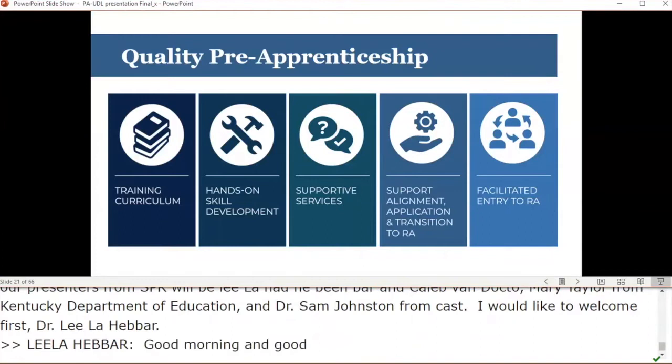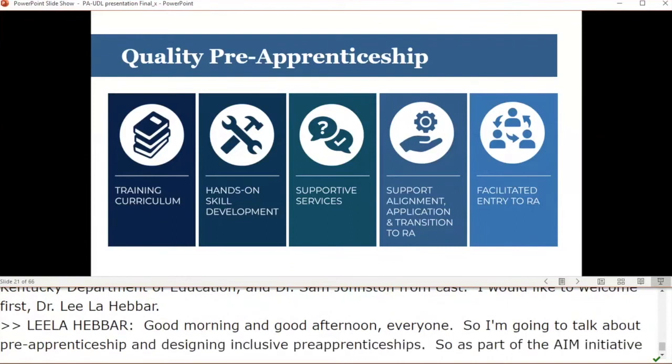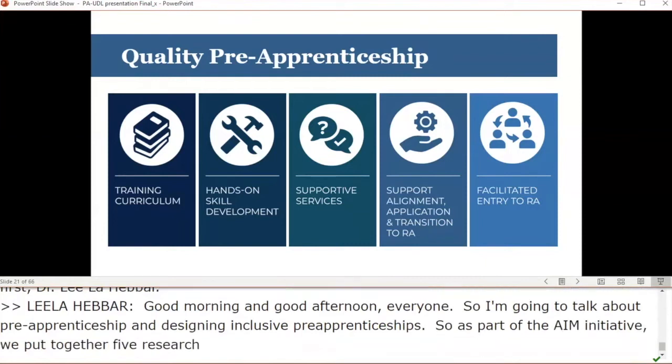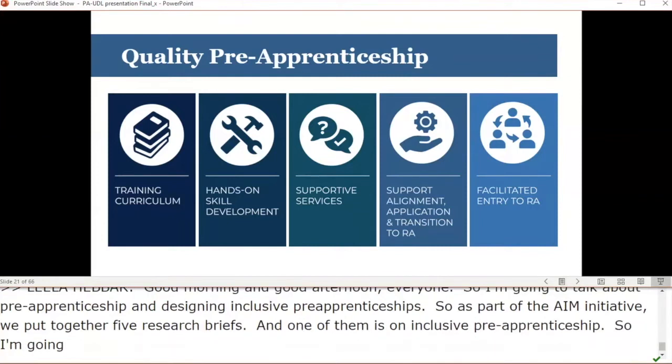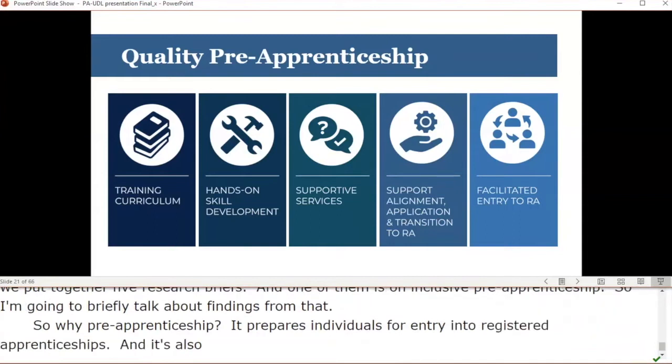So I'm going to talk about pre-apprenticeship and designing inclusive pre-apprenticeship. As part of the AIM initiative, we put together 5 research briefs, and one of them is on inclusive pre-apprenticeship. I'm going to briefly talk about findings from that. So why pre-apprenticeship? It prepares individuals for entry into registered apprenticeships, and it's also a way to conduct targeted outreach to specific groups, for example, individuals with disabilities.